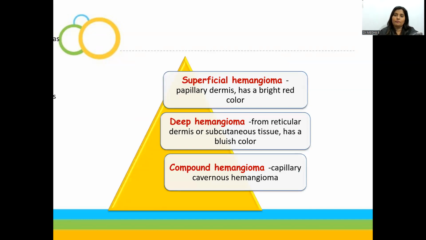When a hemangioma is present in the papillary dermis, it has a bright red color and is called a superficial hemangioma. When the hemangioma is present in the reticular dermis or the subcutaneous tissue, it is called a deep hemangioma, and this will appear bluish in color. A compound hemangioma is when both the capillary and cavernous components are present.